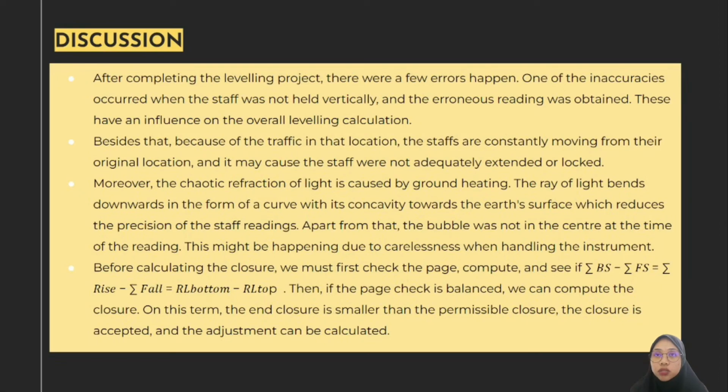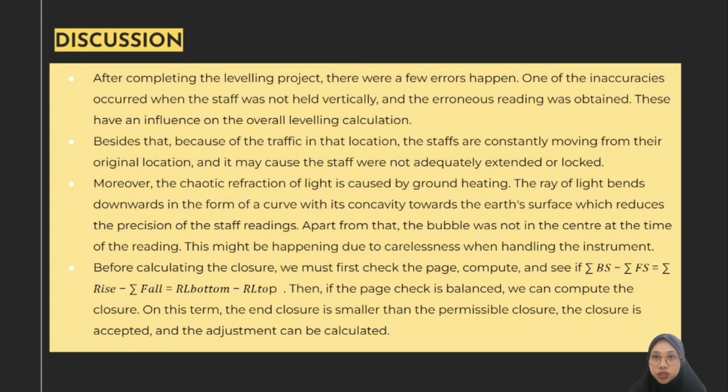Moreover, chaotic refraction of light is caused by ground heating. The ray of light bends downwards in the form of a curve with its concavity towards the Earth's surface, which reduces the precision of the staff readings. Apart from that, the bubble was not in the center at the time of the reading. This might be happening due to carelessness when handling the instrument.